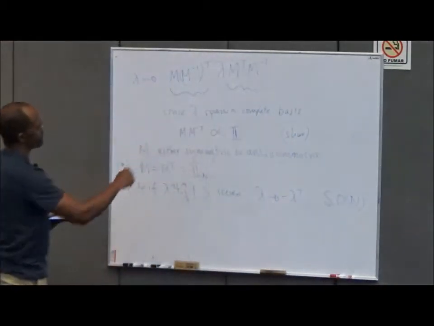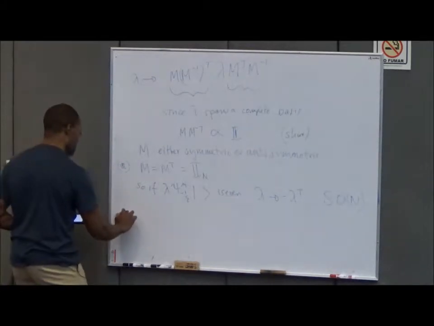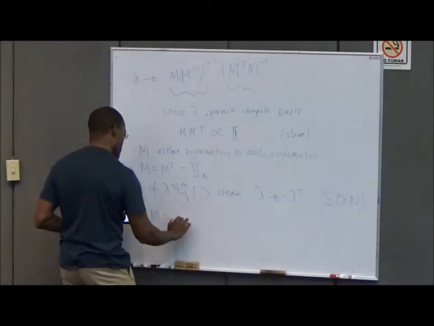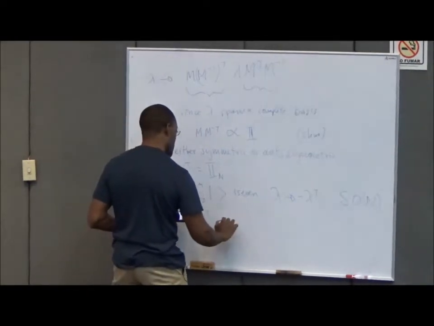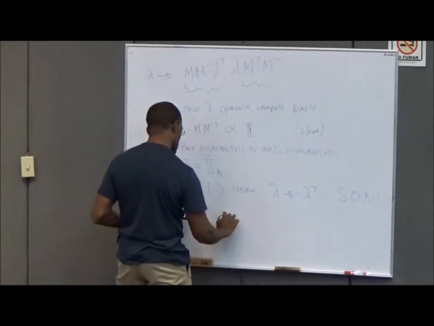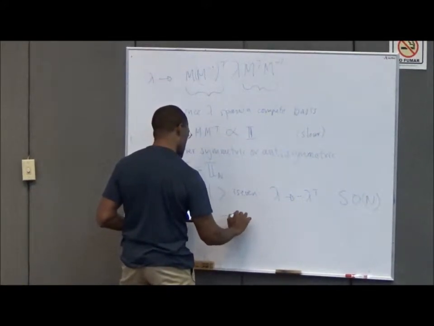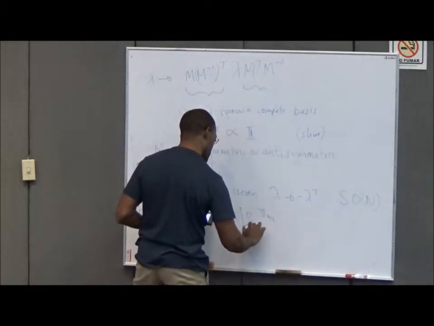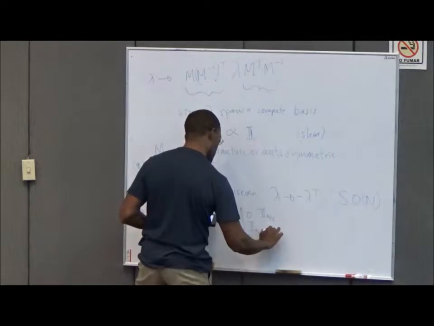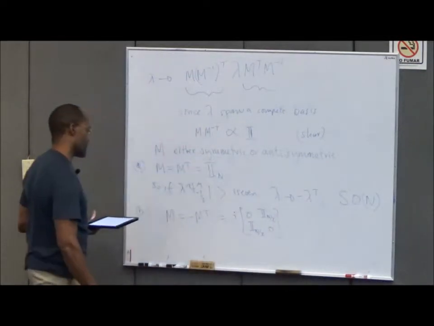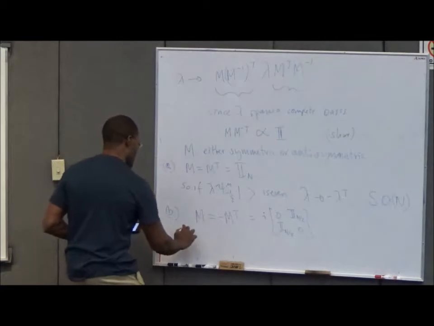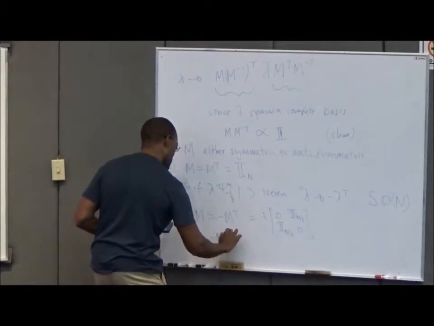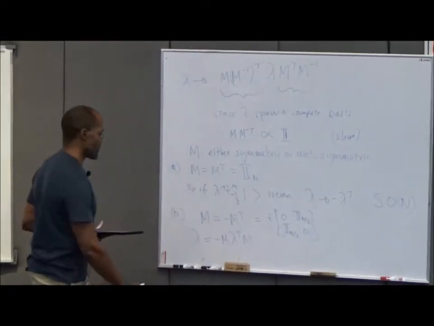Okay, so this is just working through the possibilities. The other possibility is that M is minus M transposed, in which case I can write it as the n over 2 in the off diagonal like that. And then lambda is equal to minus M lambda transpose. M is the even condition.